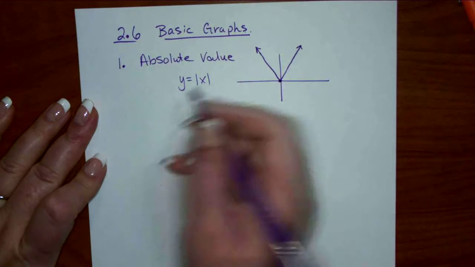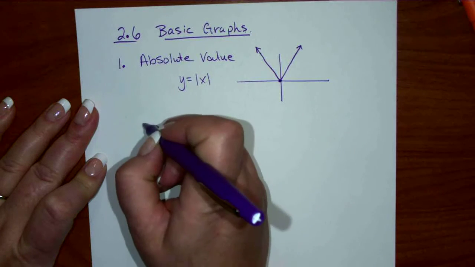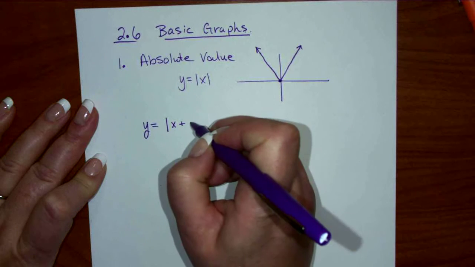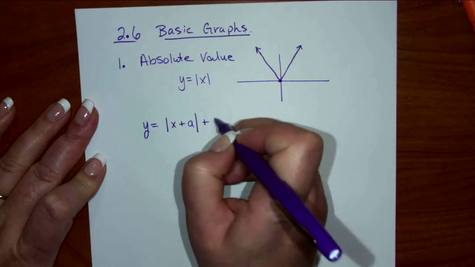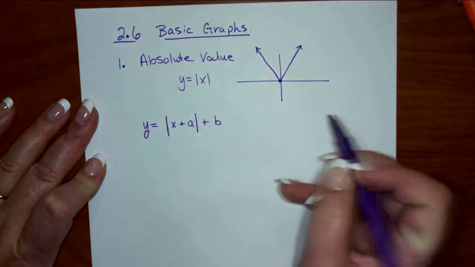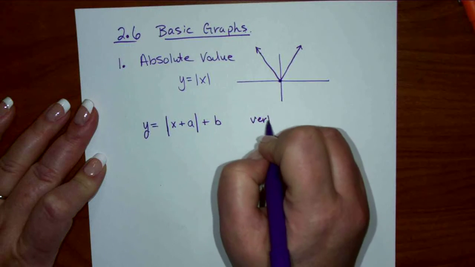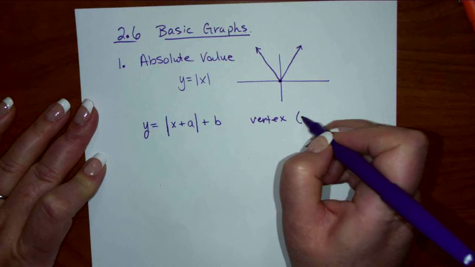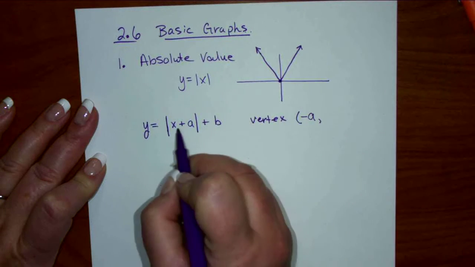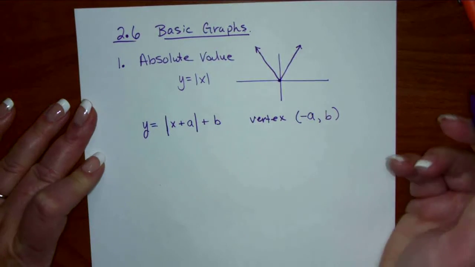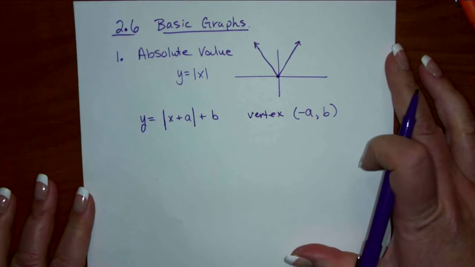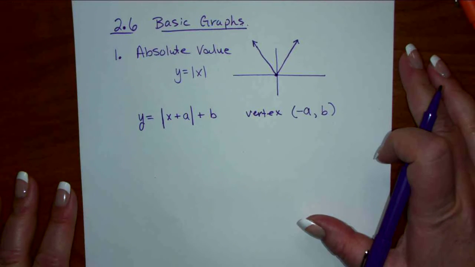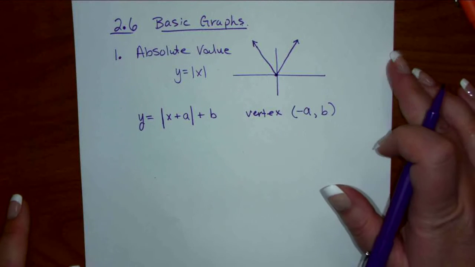So the graphs look like this. You're going to be given a graph. The vertex is the same as if that was an x squared. So what would it be? Minus a and b. And then we find our x and y intercept. There's no completing the square, it's just given to you in the right form.